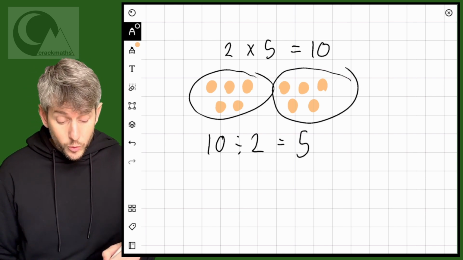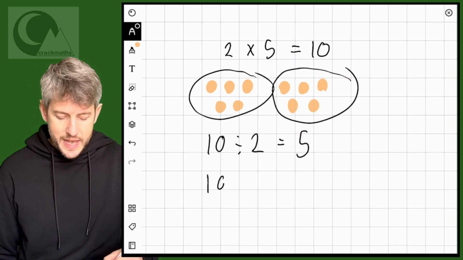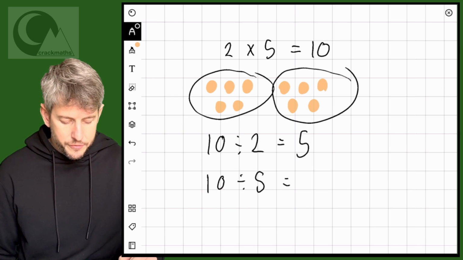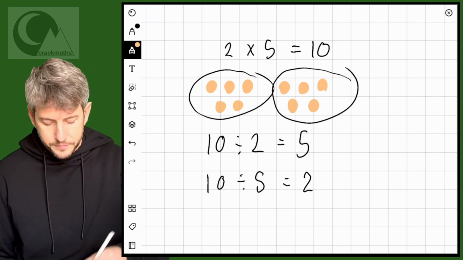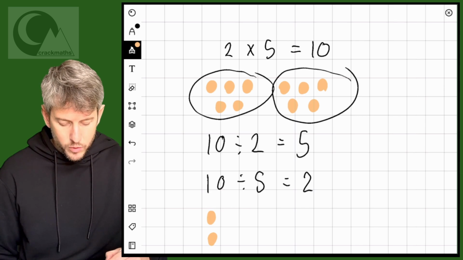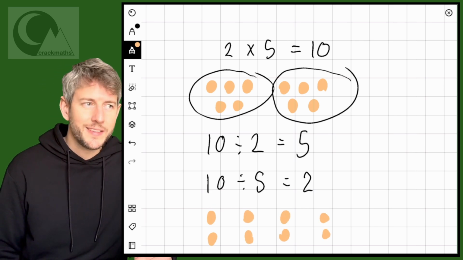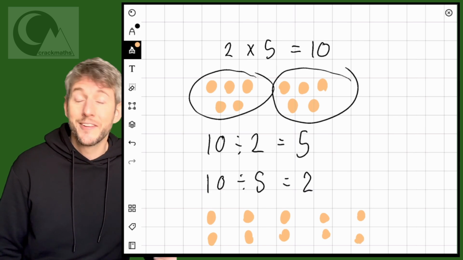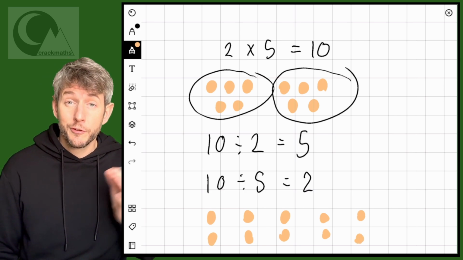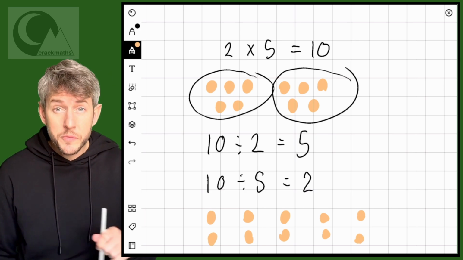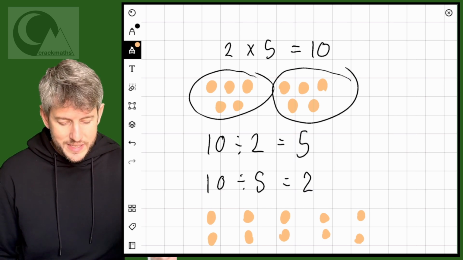Okay, but what we could also do is the 10 divided by 5 equals 2. And we could see that here because we could have 1, 2, 3, 4, 5, 6, 7, 8, 9, 10. So we can have 5 groups of 2. So this is how we've got the reverse calculation here.